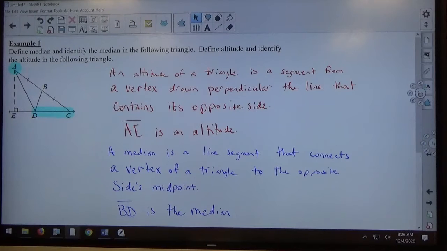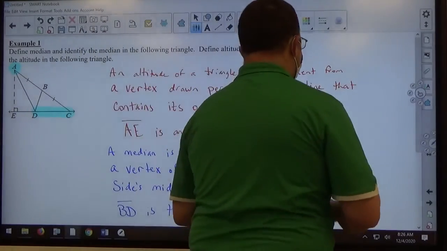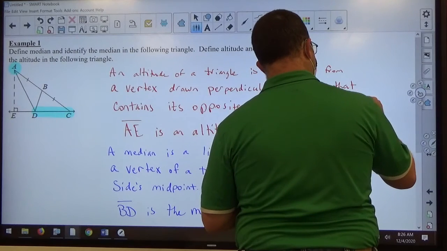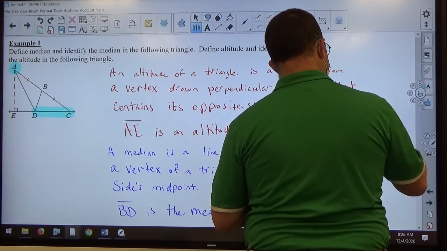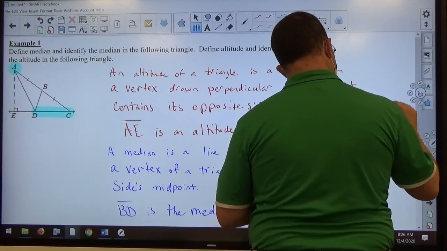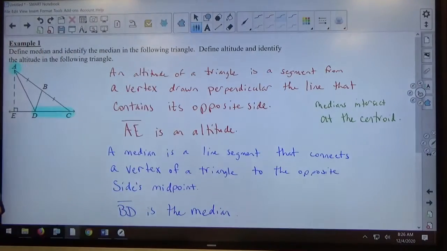There's 4 total centers in triangles. We've already dealt with 2 of them in chapter 5.2. The circumcenter is where the perpendicular bisectors intersect. The incenter is where the angle bisectors intersect. Where the medians intersect, they intersect at what's called the centroid. Centroid's kind of a cool center. It is the center of gravity.